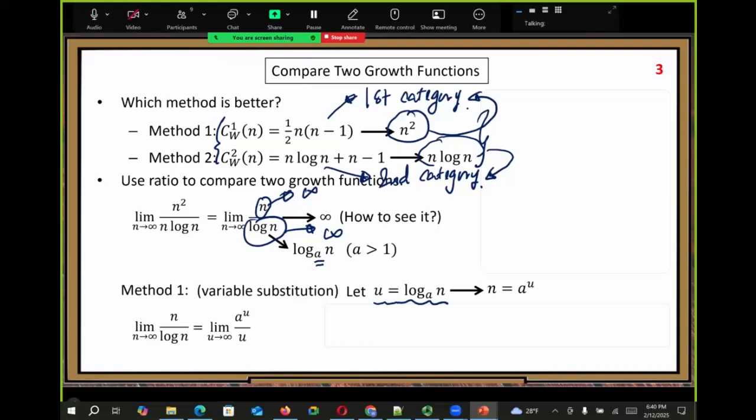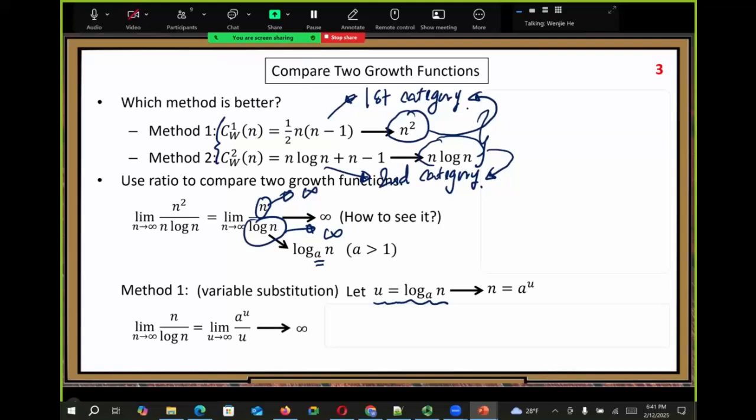So it is the same limit in different forms, and in the new form, the logarithm function is gone. Okay? You do not see the log function. So you have the ratio of an exponential function, a to the u, over that simple u function. U is a linear function. So you have an exponential function over a linear function.